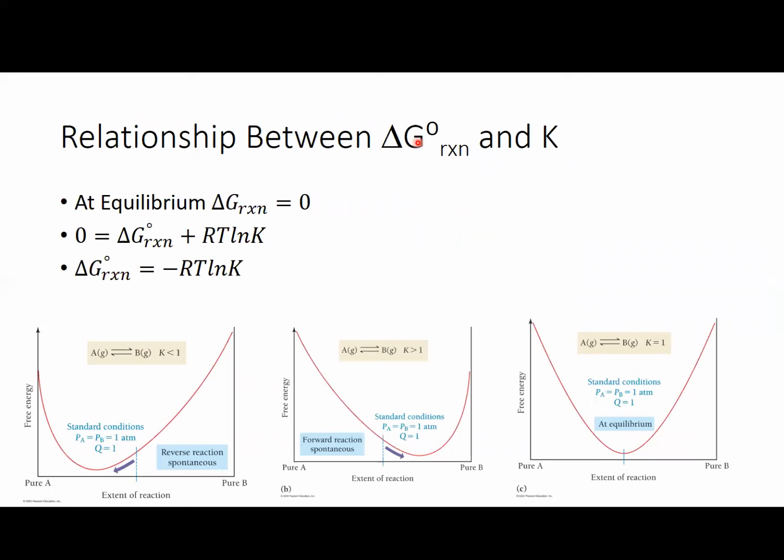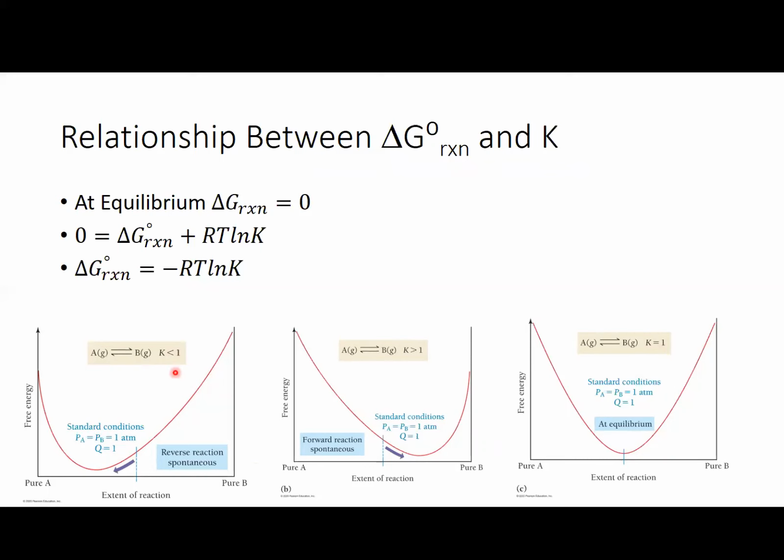The relationship between that and K, remember at equilibrium, the delta G of reaction is 0. So if I plug that in here, then this expression becomes delta G of reaction equals negative RT natural log of K. Your book goes about it this way. I found it a little confusing when I read it. I'm not sure if I can make it much more clear, but the idea is, let's say that you have these reactions here and you know their K values. They're either less than 1, more than 1, or equal to 1.